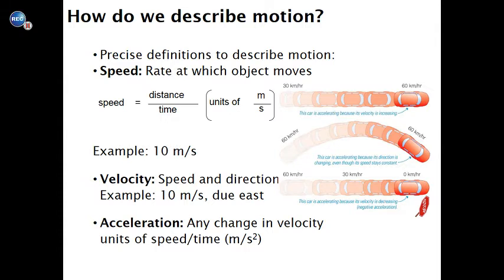But velocity and acceleration are vectors. They have a direction associated with them. And there's a reason for that. It matters, if you're trying to go somewhere, that you go in the correct direction. Right? So velocity is speed with a direction, 10 meters a second due east. And acceleration is the rate at which that changes.